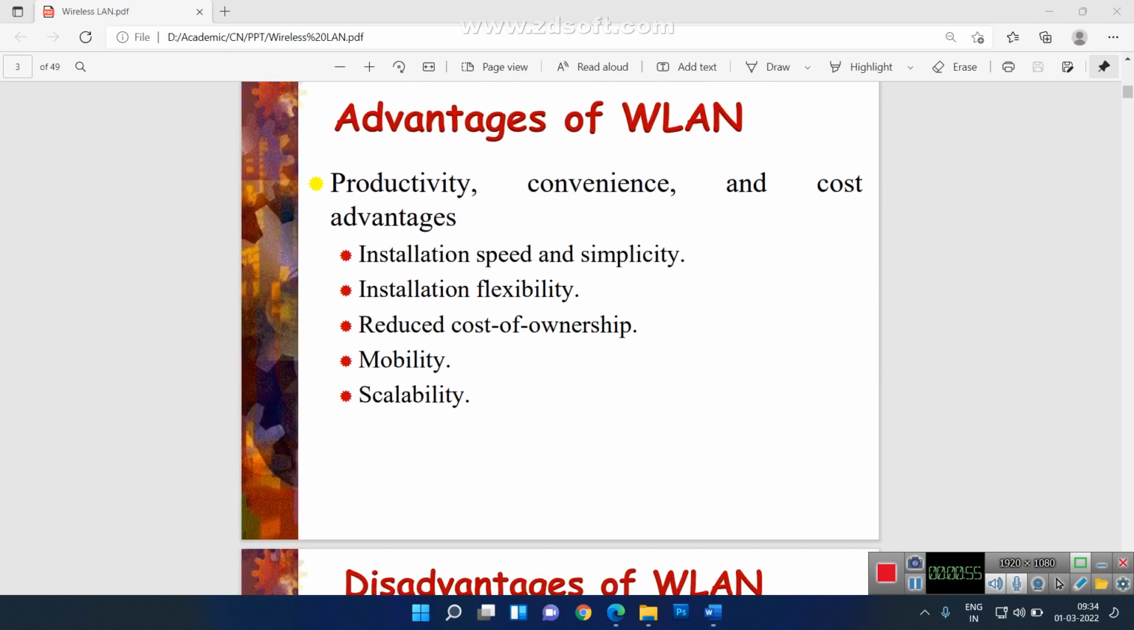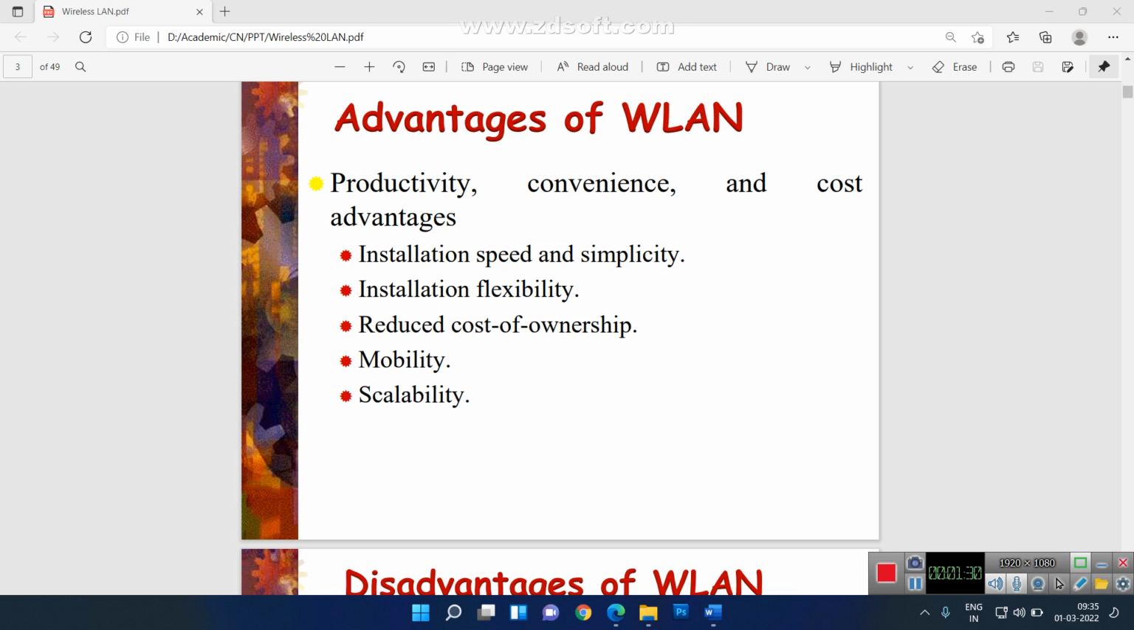So these are the advantages of wireless LAN: installation speed, simplicity, installation flexibility, reduced cost of ownership, mobility, and scalability. There is no need for installation in the system; only a Wi-Fi connection is enough for transmitting the data from a source to destination. And then flexibility: it is more flexible than a wired medium.